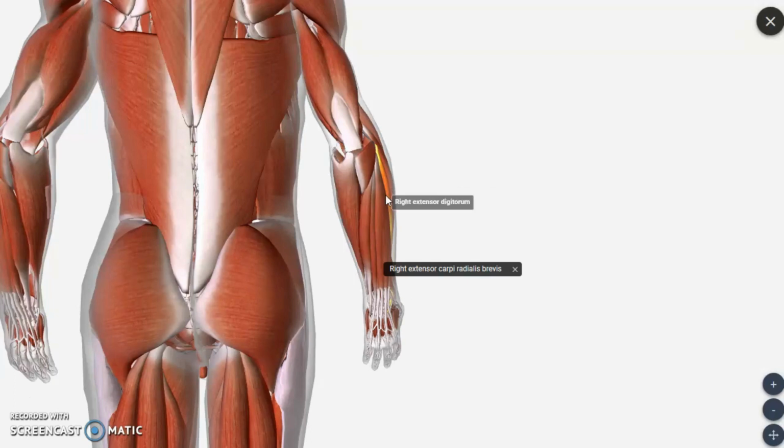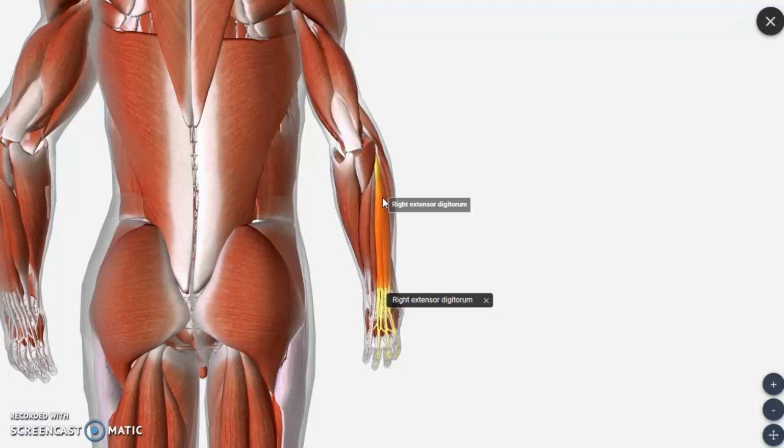After extensor carpi radialis brevis, we will be having another muscle which we call extensor digitorum. So extensor digitorum is the fourth muscle you are seeing in the extensor compartment. The first muscle we saw is brachioradialis, then extensor carpi radialis longus, along with that extensor carpi radialis brevis. The naming of these muscles you can understand once the origin and insertion are clear to you. Now for orientation, just go through the 3D image of these muscles.